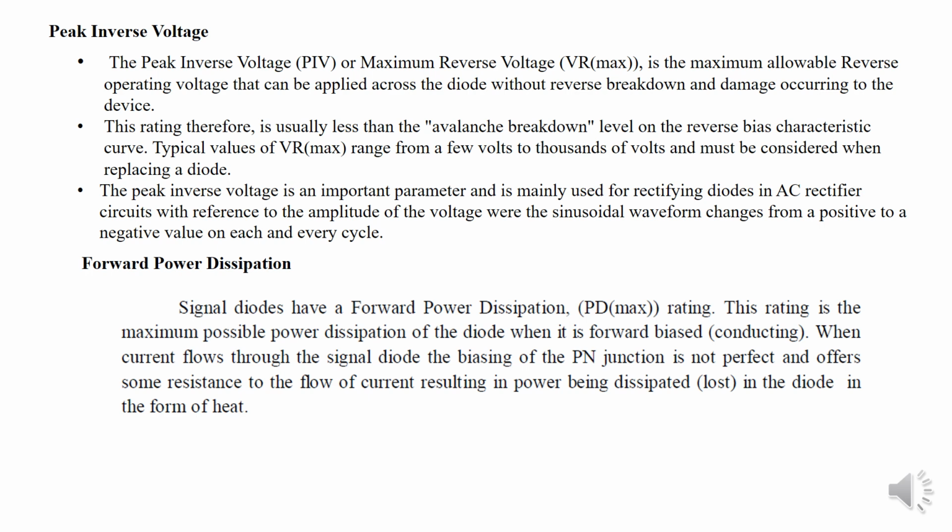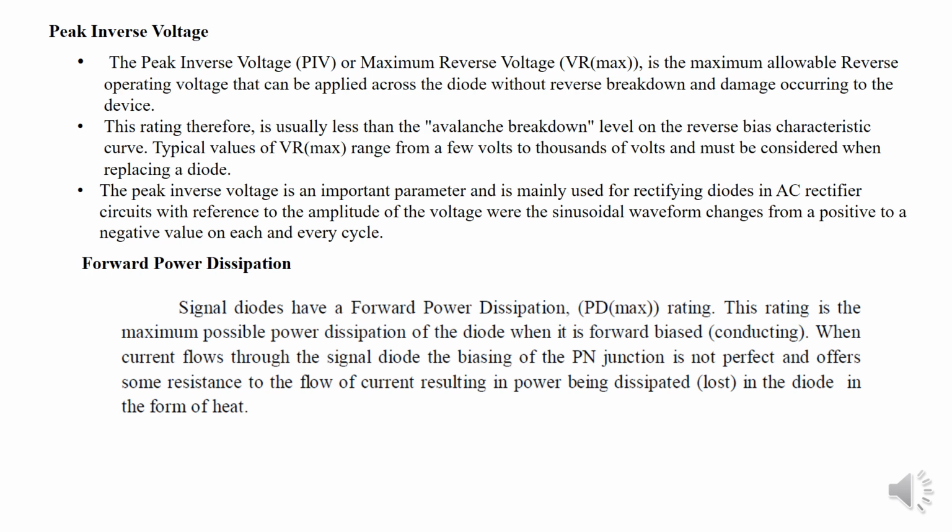Next one is the forward power dissipation. When we are considering small signal diodes, the forward power dissipation rating is the maximum possible power dissipation of the diode when it is forward biased. When current flows through the diode, the PN junction is not perfect, and it offers a small resistance to the flow of current, resulting in power being dissipated in the diode in the form of heat. Also, small signal diodes are nonlinear devices, with the resistance of the PN junction not constant, and it is a dynamic property, so we cannot use Ohm's law to define the power in terms of current and resistance or voltage and resistance as we can for a resistor.